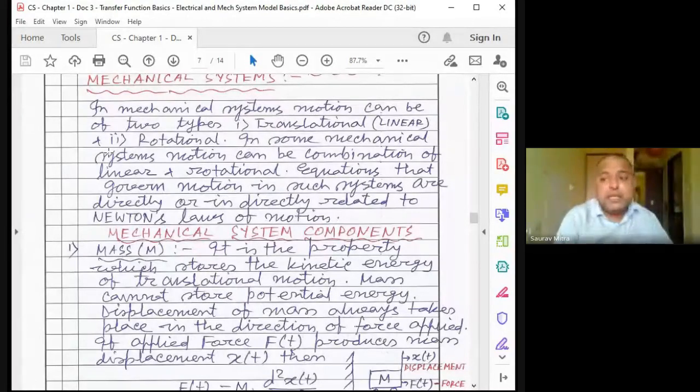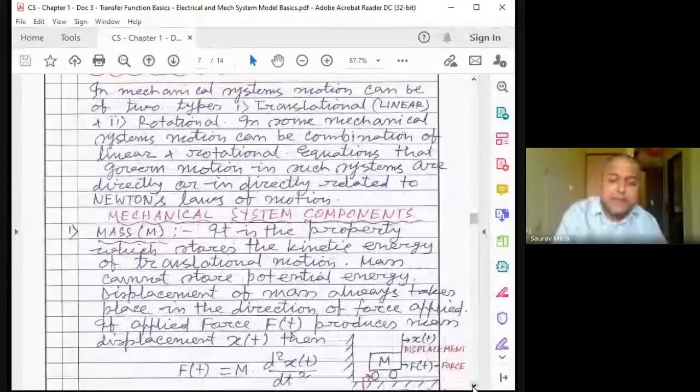Similarly, displacement by input force is the transfer function of the mechanical system. Now it can be linear motion, linear force, or it can be circular force. If it is a motor or something, it is a circular force, and if we push something, it's a linear force. So both the systems are there in our syllabus. We will be solving both types of numericals, that is for linear or translational motion and rotational motion.